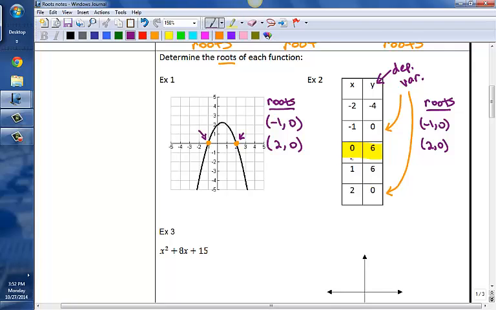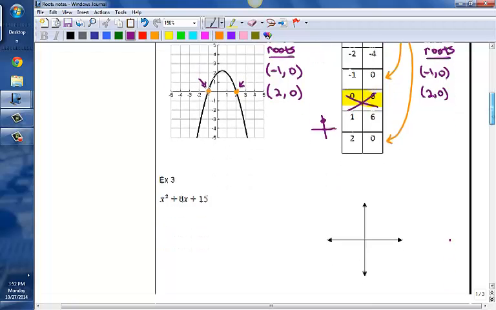because if I were to graph this, over 0 up 6, that's where the parabola runs through the y-axis, and that's not helpful to us when we're finding roots and solutions. So this is not a solution, even though you see a 0, it's in the wrong spot. So be paying attention to that.